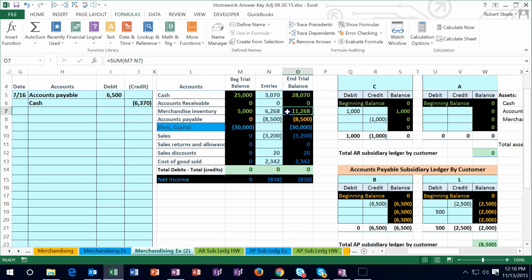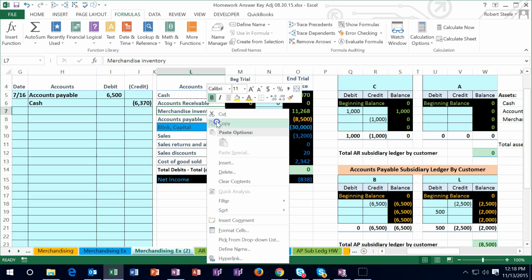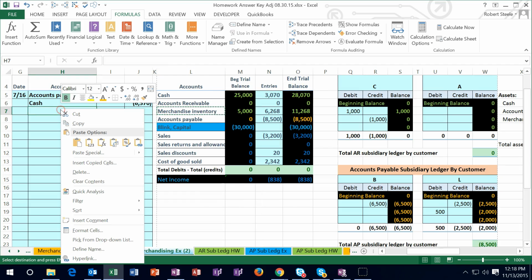So merchandise really needs to go down. We overbooked it because we got a sale on it. So we need to make it go down. It has a debit balance. How do we make something with a debit balance go down? We do the opposite thing to it, which in this case is a credit.